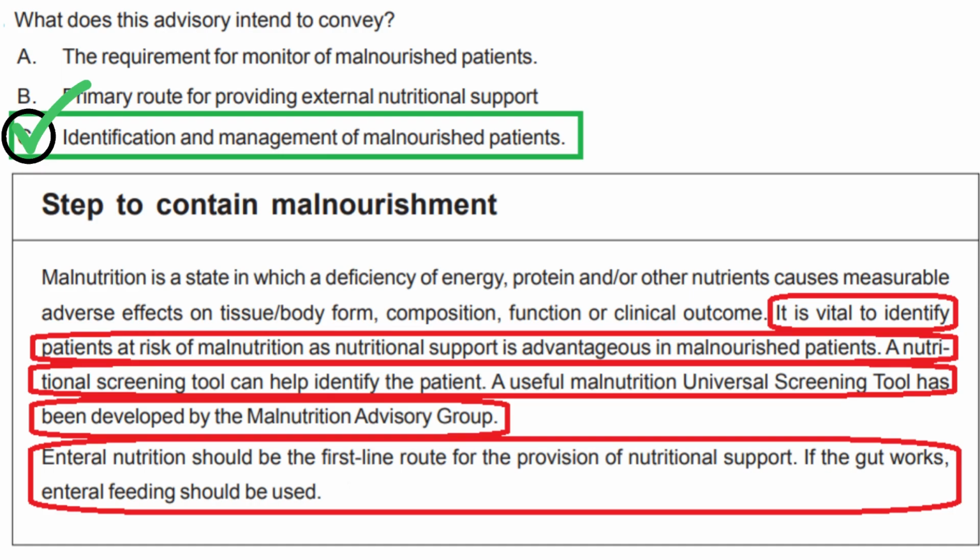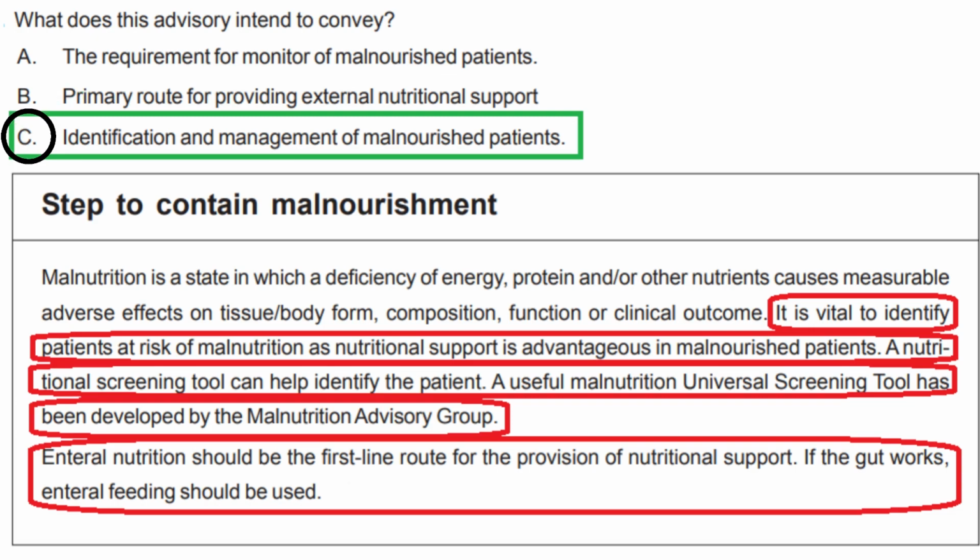Option B, primary route for providing external nutritional support, is also incorrect. Although the paragraph mentions enteral nutrition as the first-line route for providing nutritional support, it does not state that it is the primary route. The paragraph provides general information about malnutrition and the use of a nutritional screening tool.